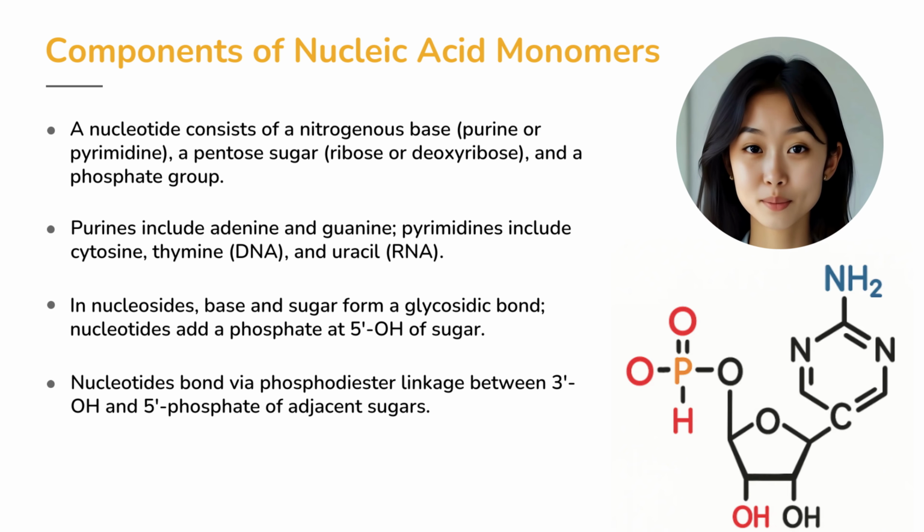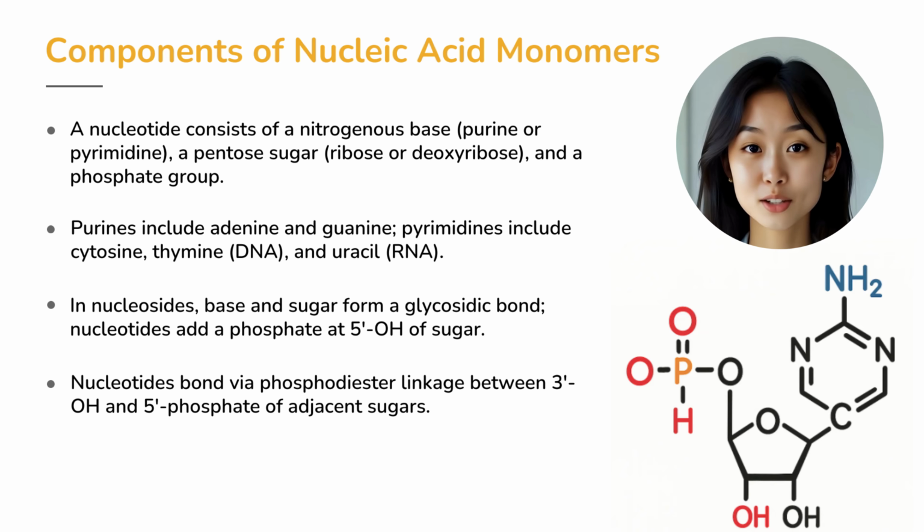Welcome back. Let's zoom in on the fundamental building blocks of nucleic acids, nucleotides. Picture a nucleotide as a three-piece puzzle. First, a nitrogenous base that can be either a purine or a pyrimidine. Purines are the taller cousins, with 2 rings, named adenine and guanine, while the pyrimidines are a bit smaller, with 1 ring, including cytosine, thymine, and uracil.